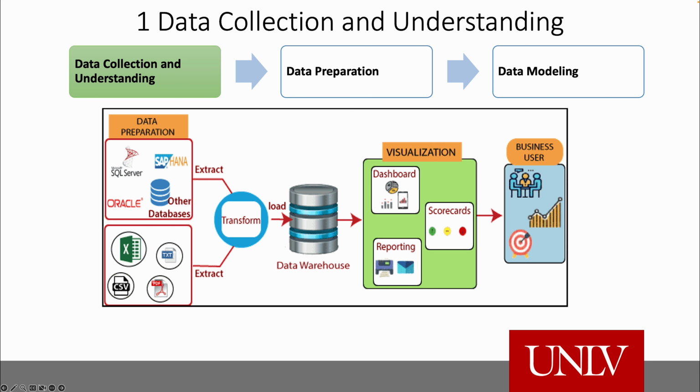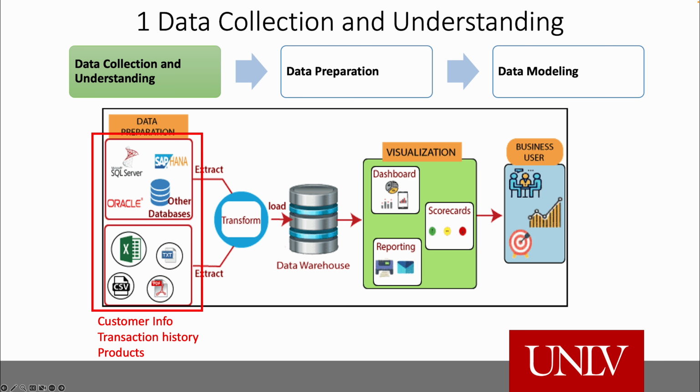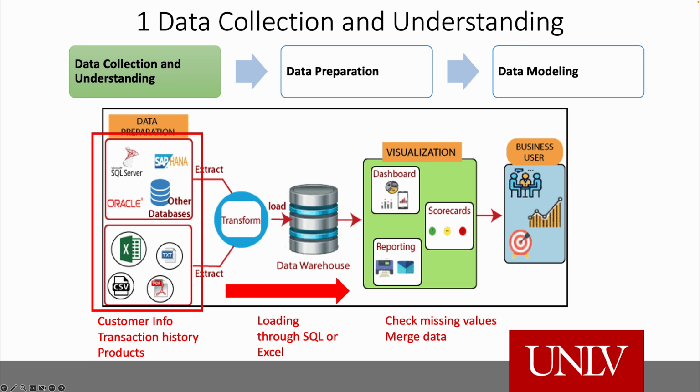Let's walk through a simple example of how a business turns raw data into useful insights. First, the data is collected from multiple sources. This might include customer information, transaction history, and product details. Next, the data goes through a transformation process. Errors are cleaned, missing values are checked, and everything is merged and standardized. This makes the data reliable and analysis-ready.